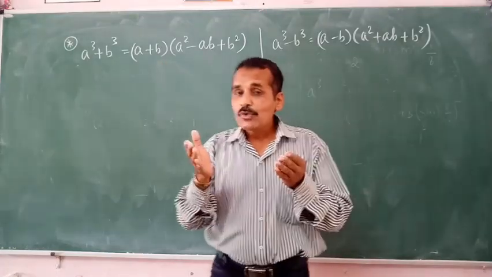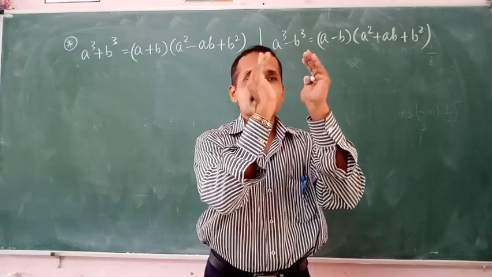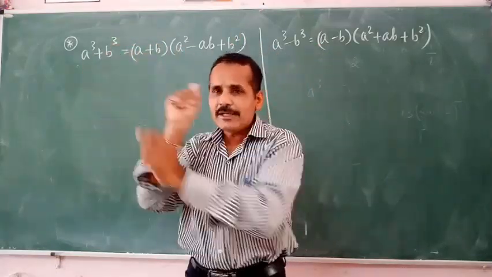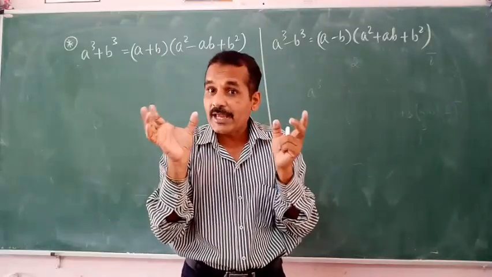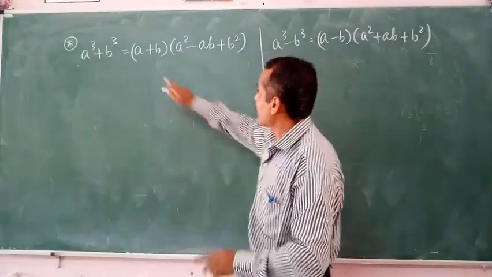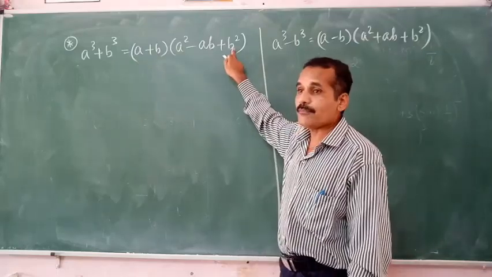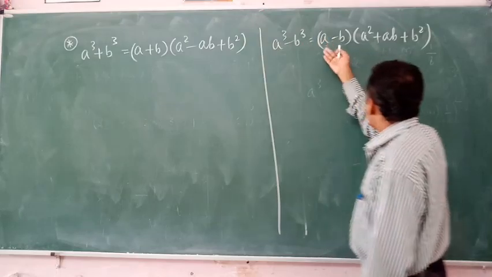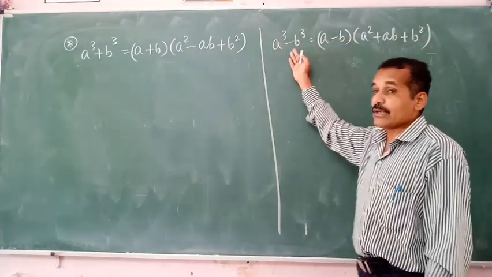I have told you, whichever you write in brackets, one bracket into second bracket into third, if you write like that, that is called the factor form. In that way, can you say this is the factor form and this is called the expanded form. This is called the factor form, this is called the expanded form.